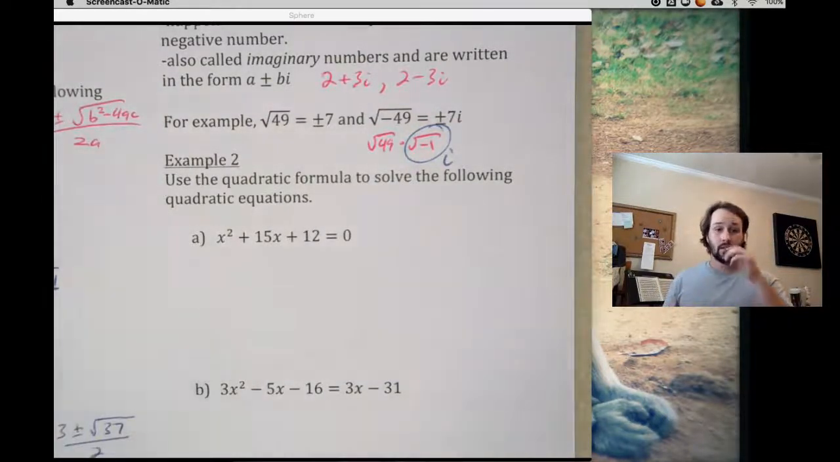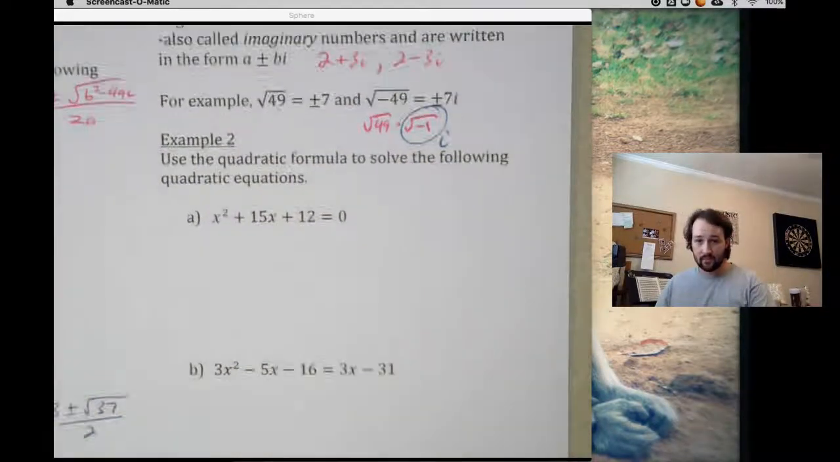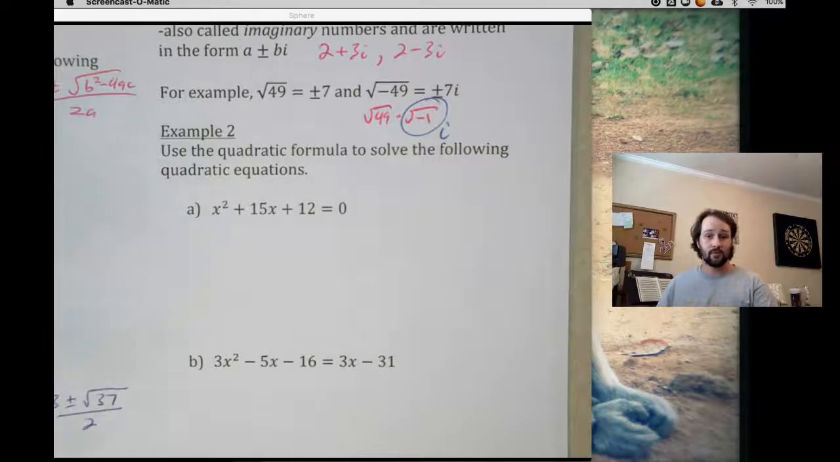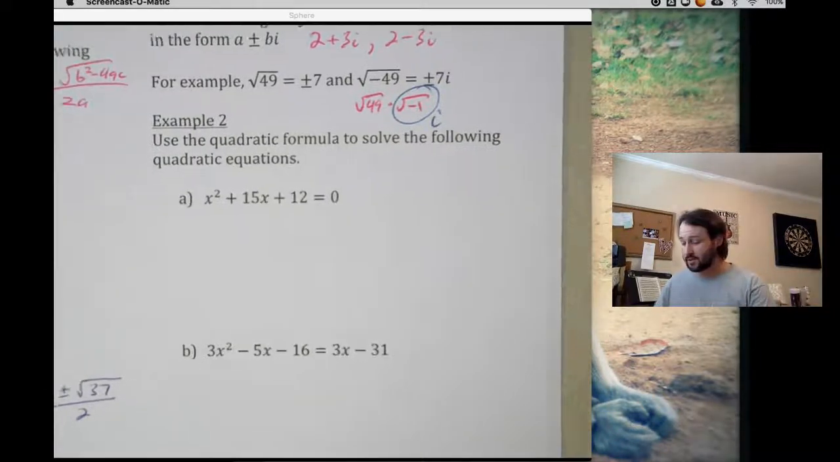They're also called complex numbers. All right, so with these, it's not too difficult to solve for them. It's just whenever you see a negative square root, you've got to know that you're taking an imaginary solution.